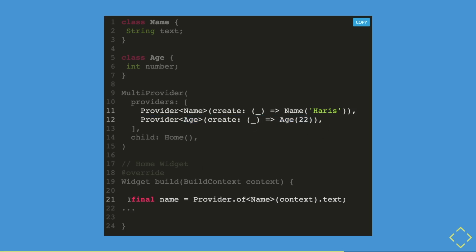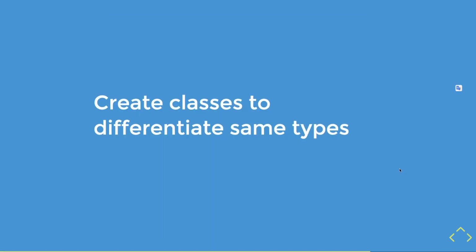And lastly, you could see that our provider over here is now going to reference the provider Name, and you can use the .text property or getter method to get the name. So this actually now differentiates between these two providers. Therefore, if you have more than one data that has the same type, I would highly recommend to create classes to differentiate between them.